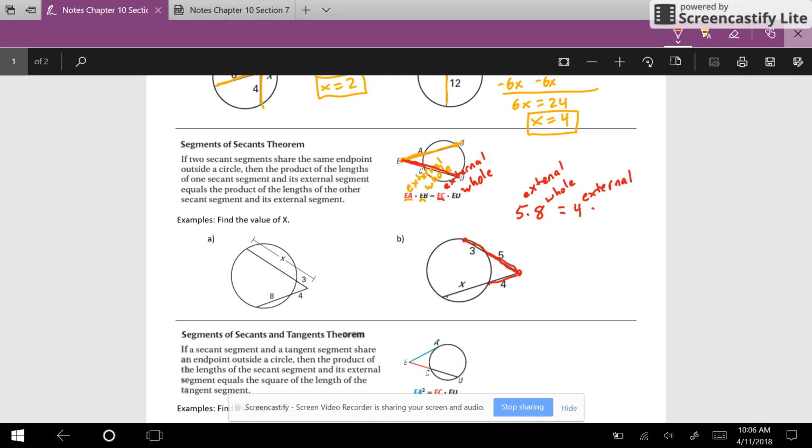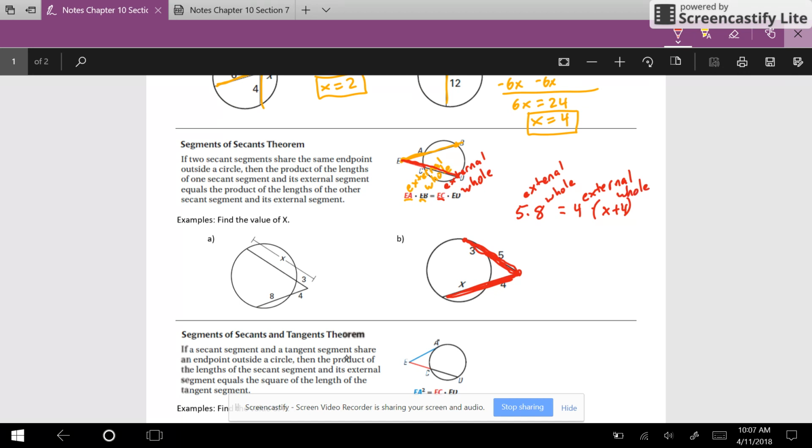The whole thing, notice we have an X and a 4. Remember what we did with the 3 and the 5. We added 3 and 5 together to get 8. So here I have to add these two parts together. So there's an X and there's a 4. Add those together. Because it's added, I have to put it in a set of parentheses, group it together, and then I'll have to do some distributing. So it's external times whole.